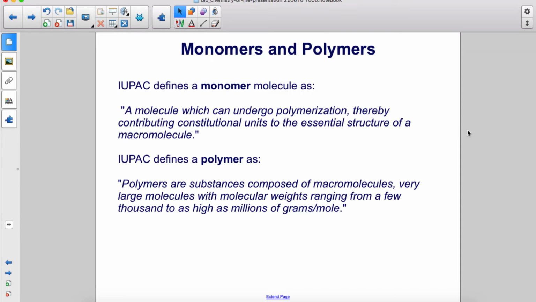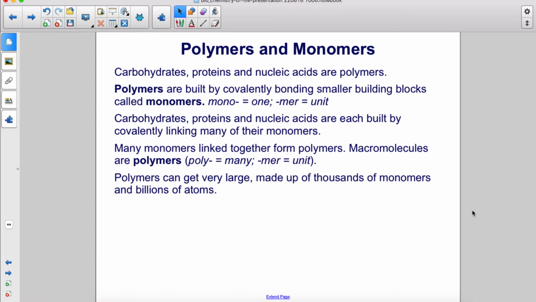IUPAC defines a monomer molecule as a molecule which can undergo polymerization, thereby contributing constitutional units to the essential structure of a macromolecule. IUPAC defines a polymer as a substance composed of macromolecules, very large molecules with molecular weights ranging from a few thousand to as high as millions of grams per mole. Carbohydrates, proteins, and nucleic acids are polymers.